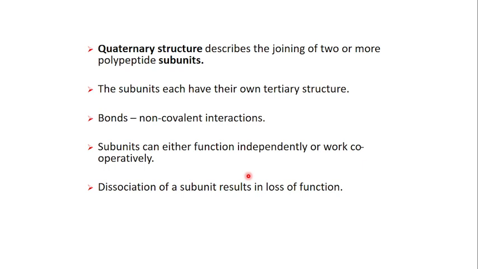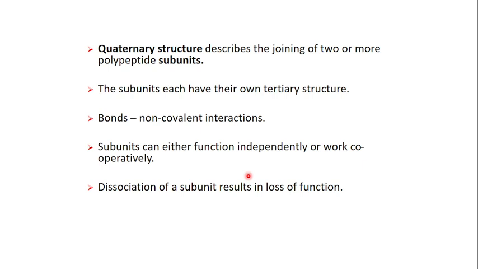These subunits have their own tertiary structures, which are joined together to form the quaternary structure, and there occur the bonds, that is, non-covalent interactions. Then these subunits can either function independently, or, for example, a few, say two to three monomers, join together to give you a quaternary structure.